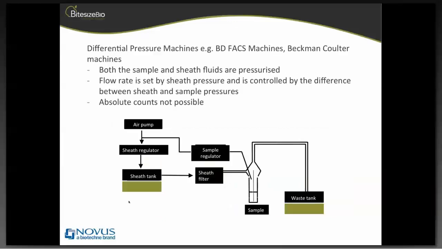Most of the machines that are on the market are actually differential pressure machines, for example the BD FACS machines, and this is where the sample and the sheath fluids are pressurized. We can control the flow rate by changing the sheath pressure, and we can control the difference between the sheath and the sample pressures. However, it's not possible to do absolute counts. This means that if you want to know exactly how many cells are in your tube, it is not possible to do this accurately on a differential pressure machine, and you should use some sort of enumeration beads.